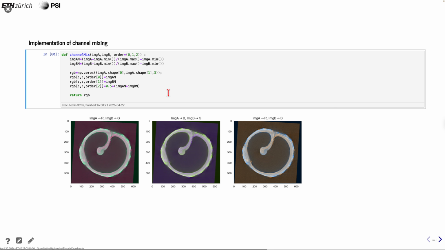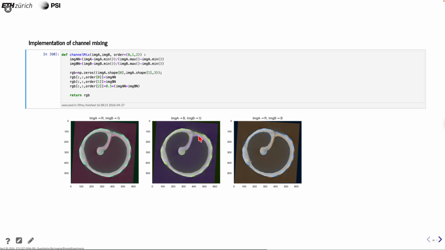So here I try to do the channel mixing. There's a piece of code that is used for it. And here I even have this order. So 0 is red, green and blue. And if I permute them, then you get the different colors on the different channels. So here I set image A goes to red and image B goes to green. Looks a bit toxic. So yeah, it depends on your application if it makes sense to use this combination.